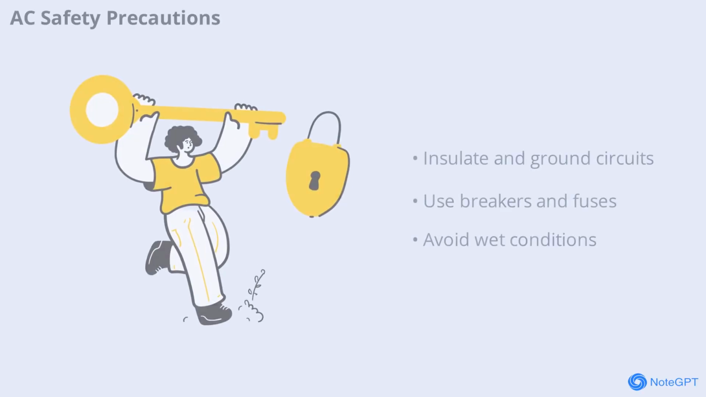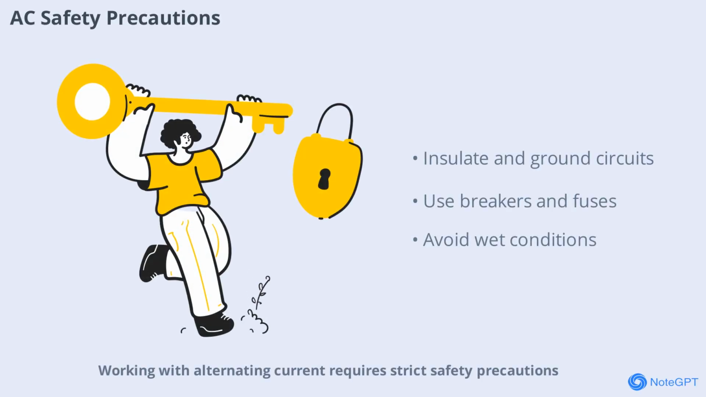Working with alternating current requires strict safety precautions. Always ensure that circuits are properly insulated and grounded to prevent electric shocks. Use circuit breakers and fuses to protect against overloads. Never handle electrical equipment with wet hands or in damp conditions. Following these safety measures is essential to prevent accidents and injuries when dealing with AC.